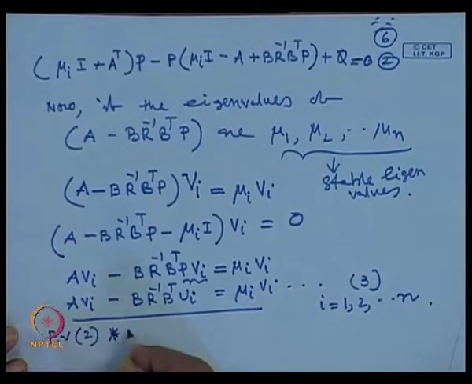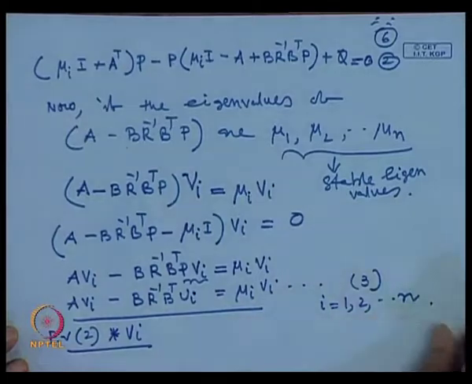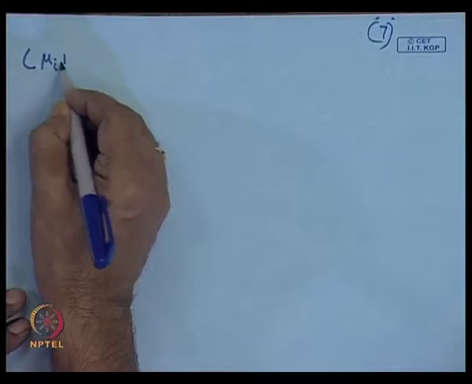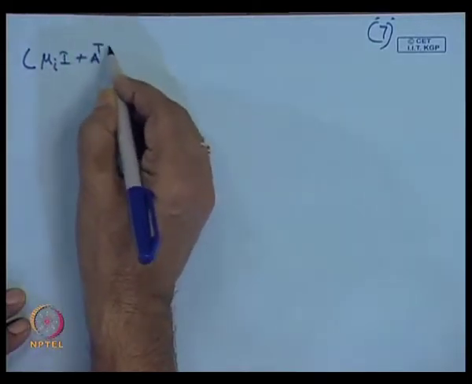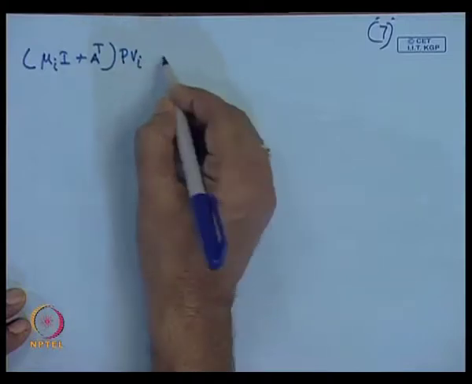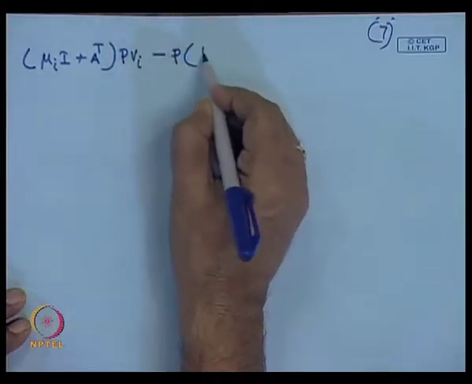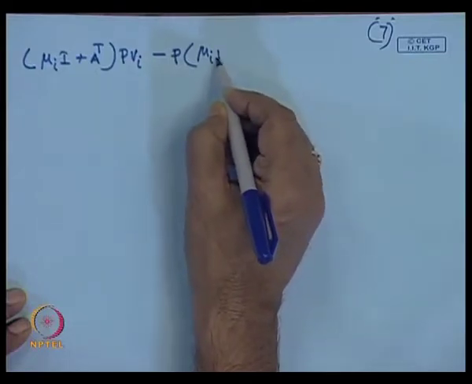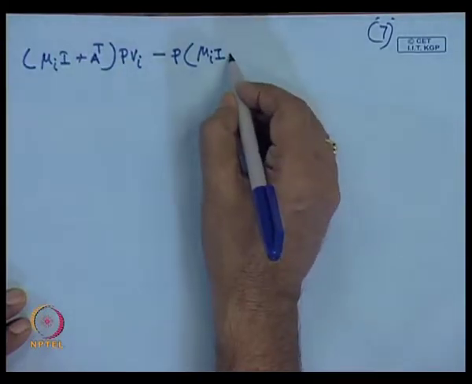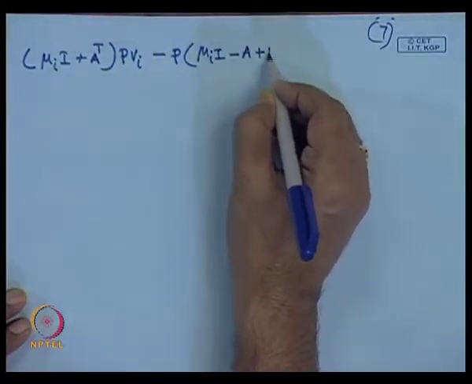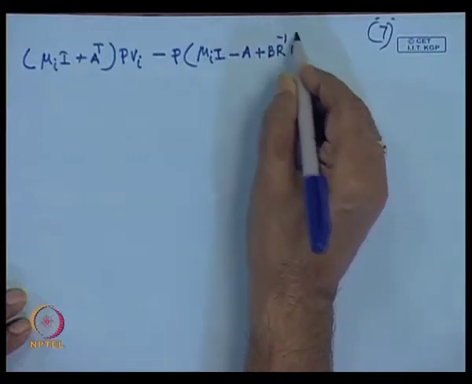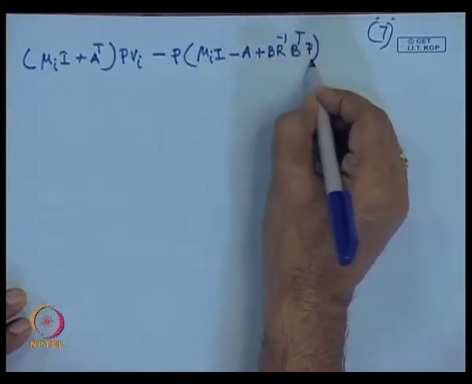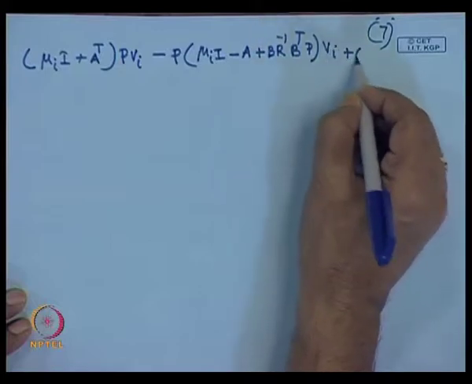So, I multiplied equation 2 by V I, then what do we get? Let us say mu I plus A transpose P V I minus P, that is V I. See equation 2 V I, that means I, then minus A plus B R inverse B transpose P multiplied by V I plus Q V I is equal to null matrix.